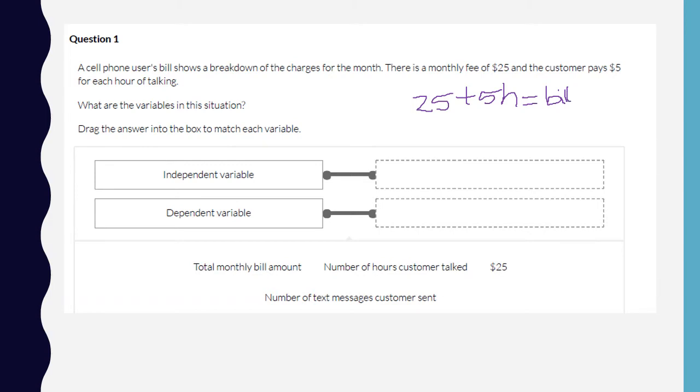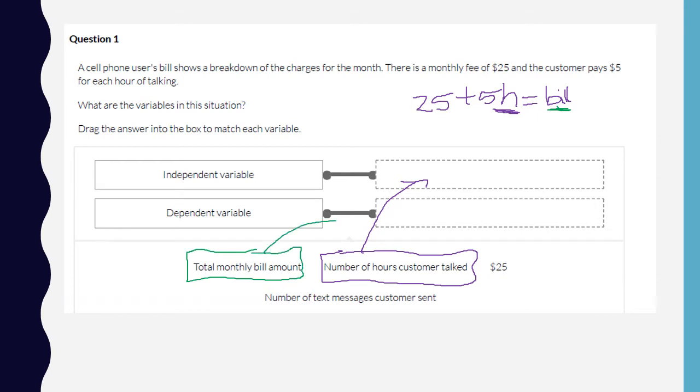Okay, so our independent variable is our X or our H here. So that's going to be the number of hours the customer talked. That's our independent variable. The dependent depends on the number of hours that the person talked. So that total monthly bill amount is dependent on the number of hours they talked.